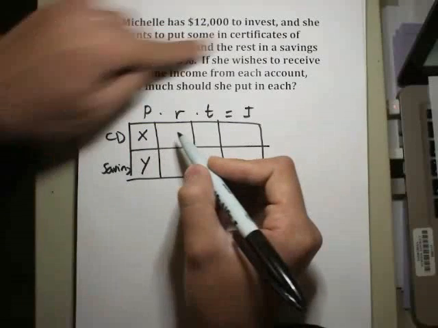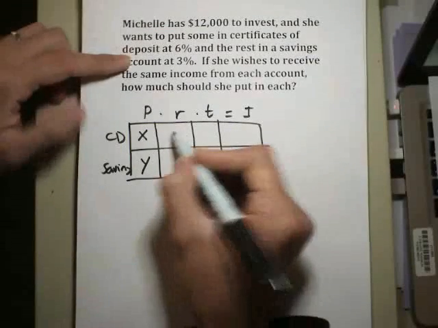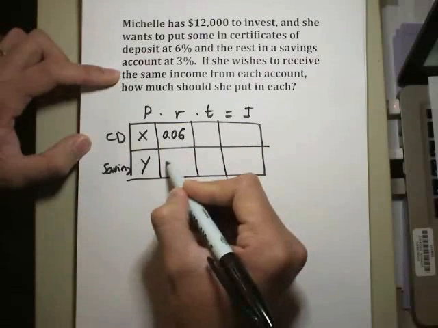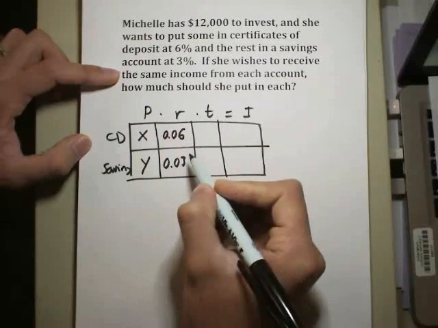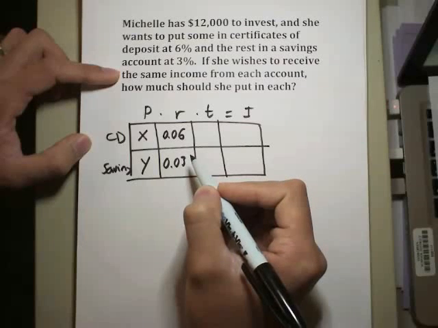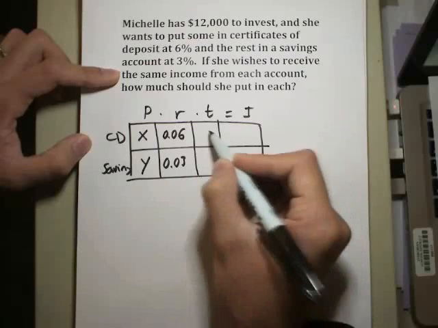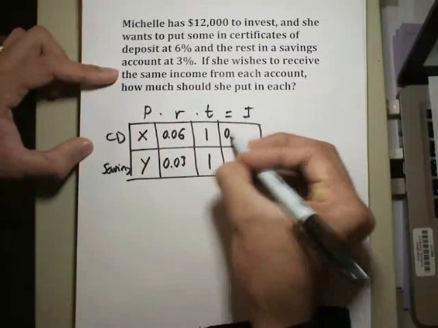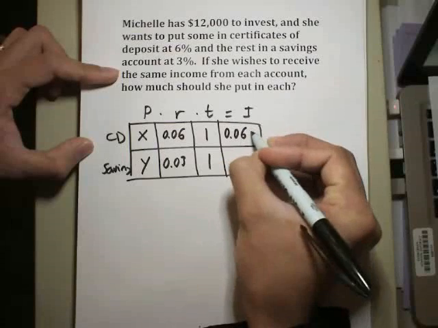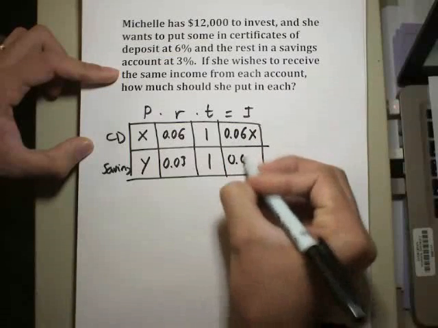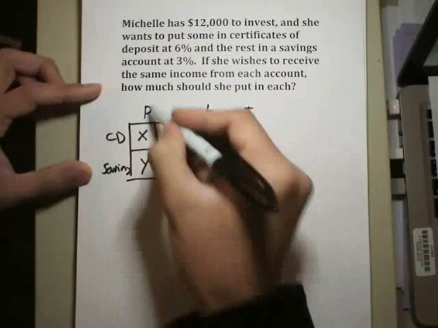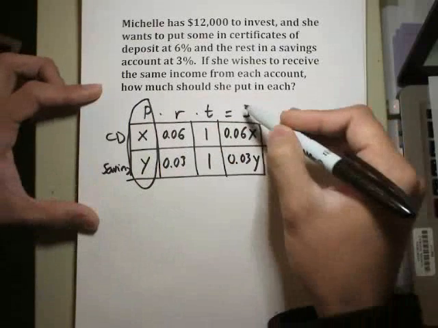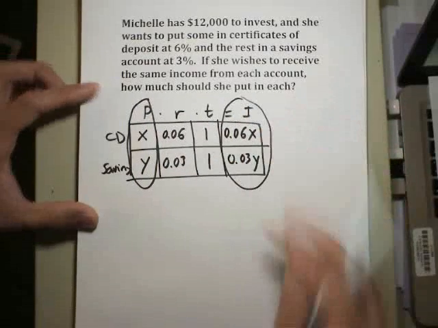And the rate for the CD, which is certificates of deposit, is 6%, so it's going to be 0.06. The saving account is 3%, so it's going to be 0.03. And once again, this is a simple interest problem, so annually it's just going to be 1 year. So if I multiply across, it's going to be 0.06x and 0.03y. So very similar. We're just going to once again focus on the principal column and the interest column.